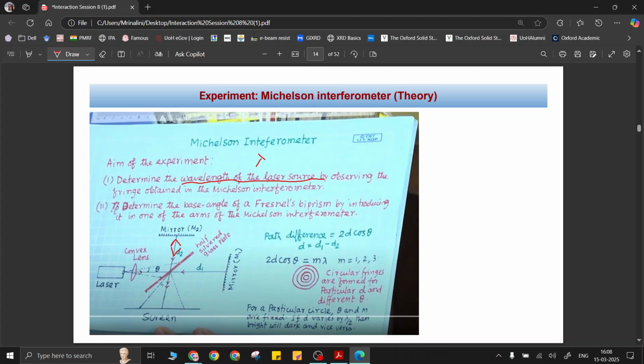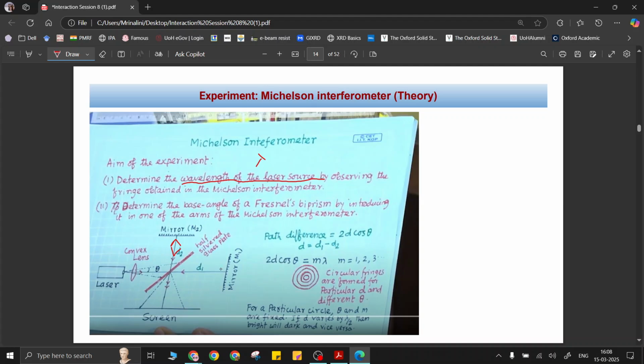And whatever light rays come from here, if you see, the distance is the same. This is the same distance that all the light is traveling: some go this path and come here, and this one travels here, then double of it, and then comes here.